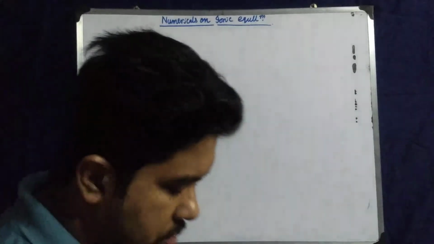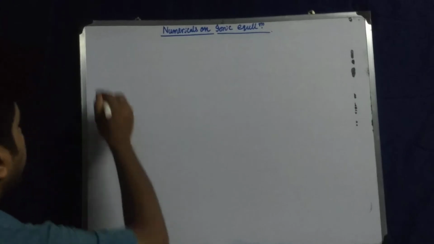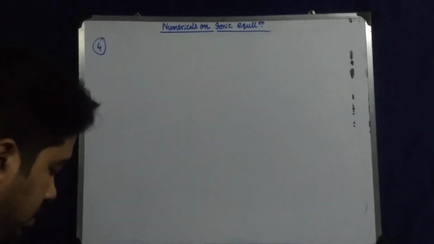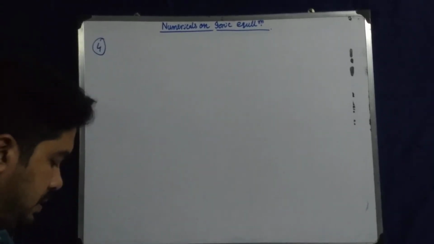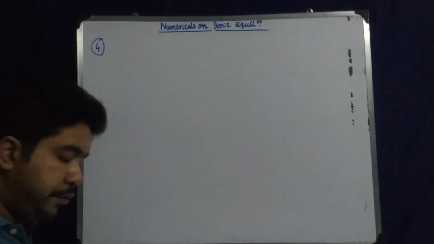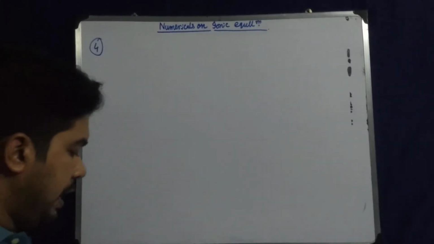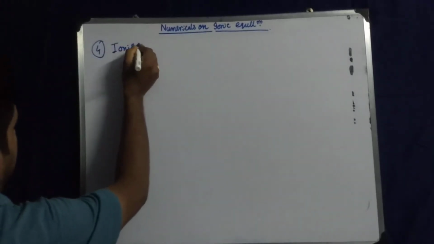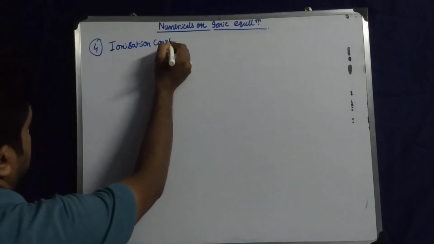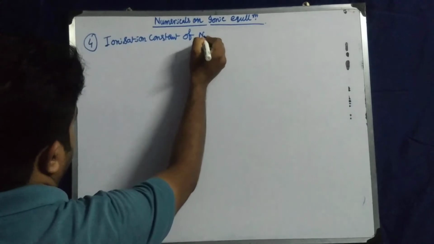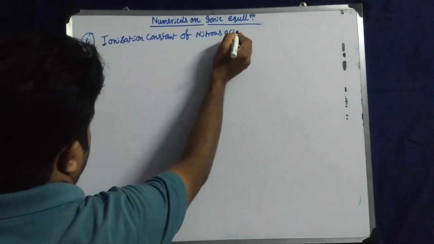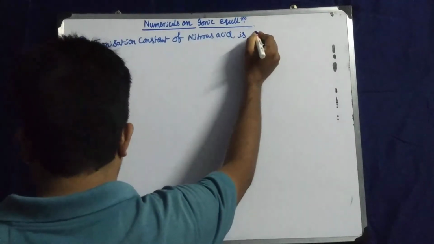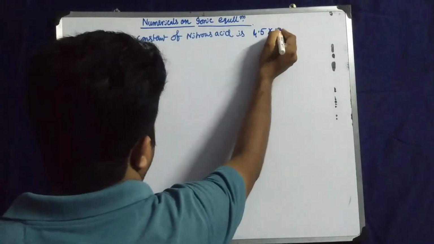Okay. So numerical type 4. Let's see which numerical is present over there. Number 4. Yes. Here we go. The hydrolysis. No? The ionization constant of nitrous acid. Let me write. Ionization constant of nitrous acid. What is given? Ionization constant of nitrous acid is 4.5 into 10 to the power minus 4.